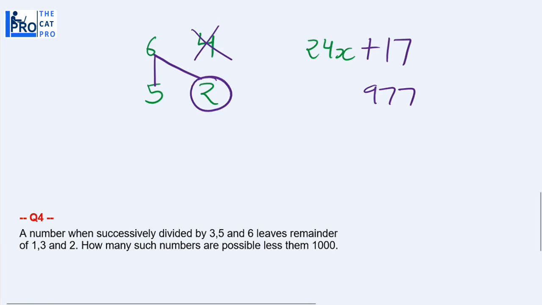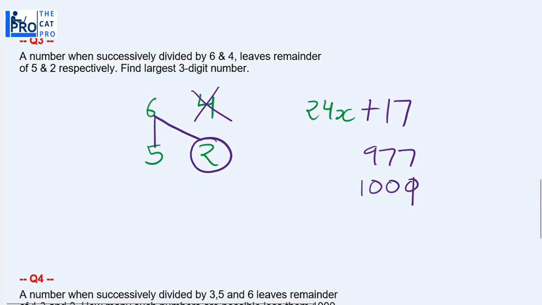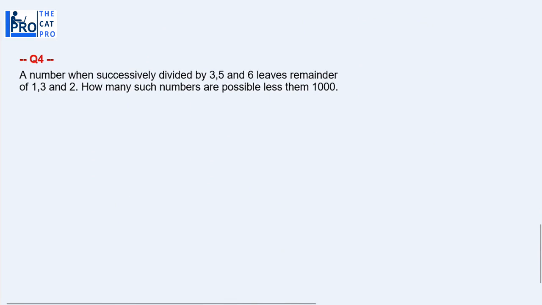Now let us check whether one more 24 can come. If I add 23, this will reach 1000, so adding 24 will be 1001. So no. If I add one more 24, my number will be above 1000 and it will become a 4-digit number. So my largest 3-digit number is 977. Fourth question. A number when successively divided by 3, 5 and 6 leaves a remainder of 1, 3 and 2.